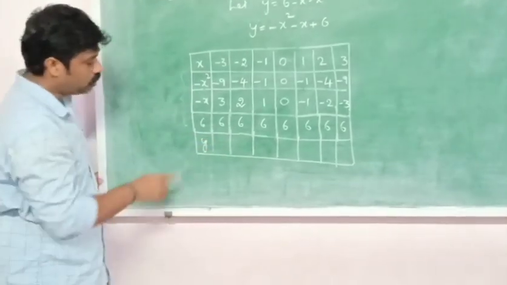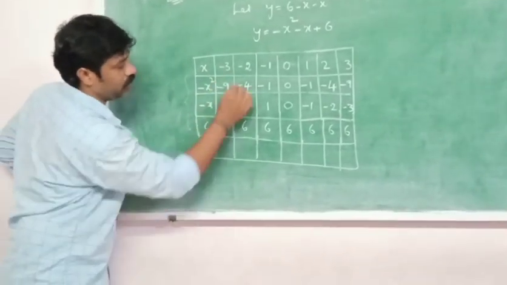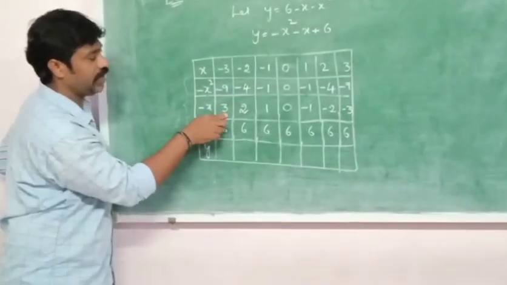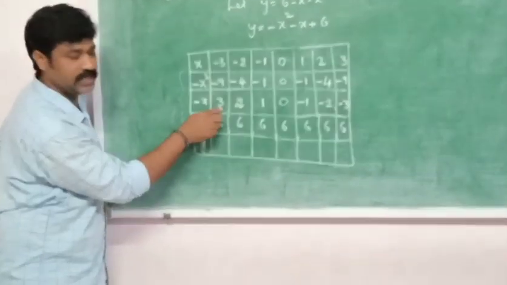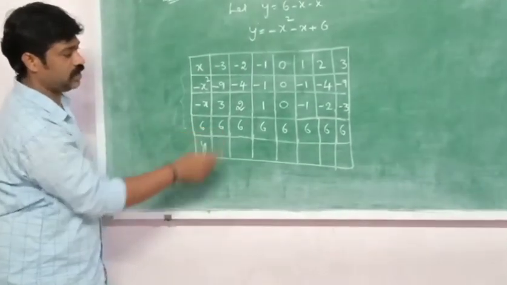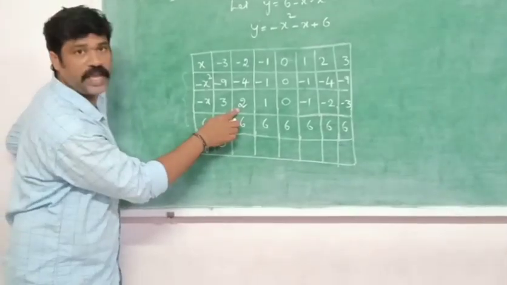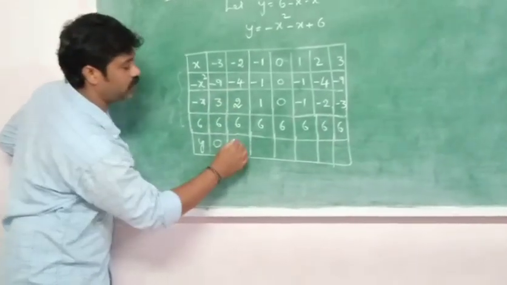So this is y. To get y, we have to add these 3 terms. So minus 9 plus 3, how much is it? It is minus 6. Minus 6 plus 6, so we get 0. Similarly, 6 plus 2 is 8, and 8 minus 4, we will get 4.